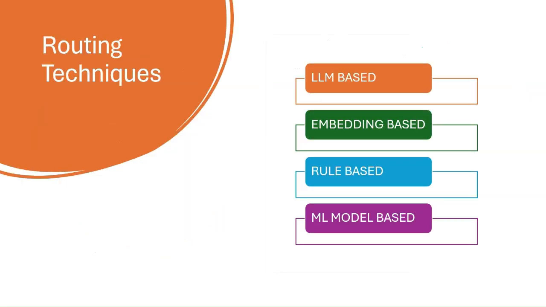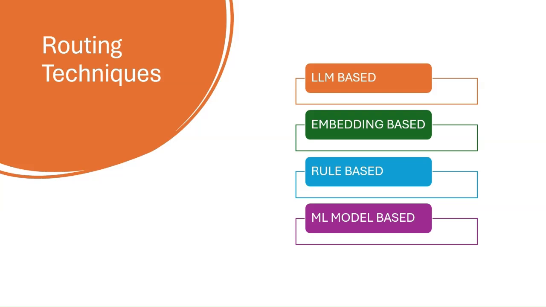Now, what are the routing techniques? At the heart of the routing pattern is a decision mechanism that evaluates a request and directs it along the right path. This can be implemented in several ways. The first is LLM-based routing. The model analyzes the input and outputs a category or instruction that determines the next step. Then embedding-based routing. The input is converted into a vector and matched with similar routes based on meaning, enabling semantic understanding.